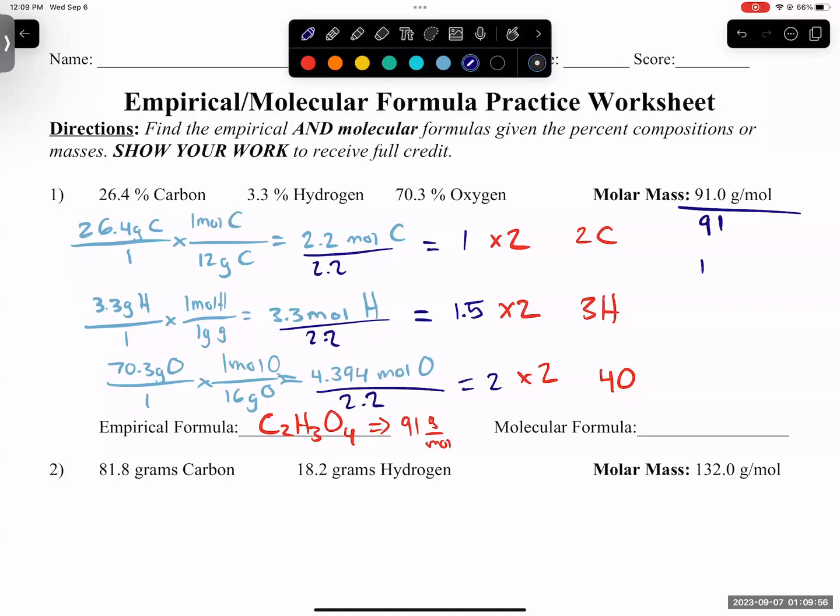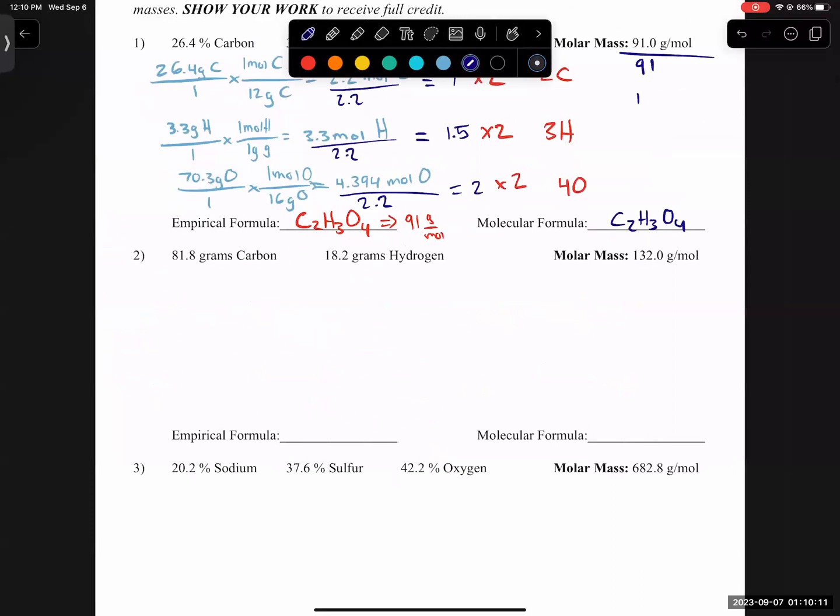What does this tell us about the molecular and empirical formula? They're the exact same, right? So our molecular formula is going to be C2H3O4. All right, that looks good. Any questions on that before I let you go?